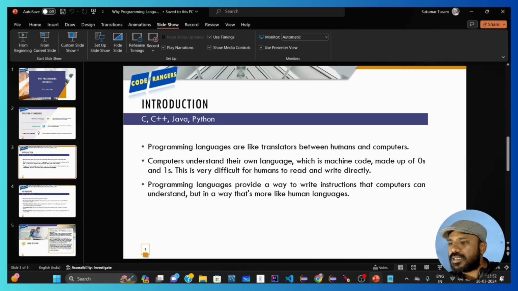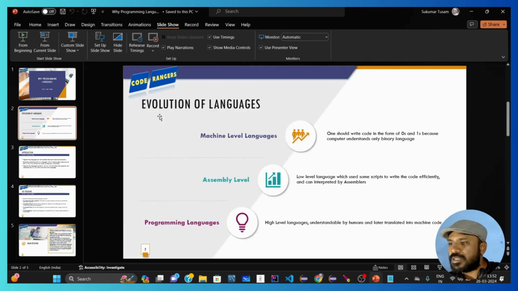And machine language is made of zeros and ones. Okay, done. I think this introduction is sufficient for why we are using programming languages. And let me tell you one thing also: this is also very efficient.